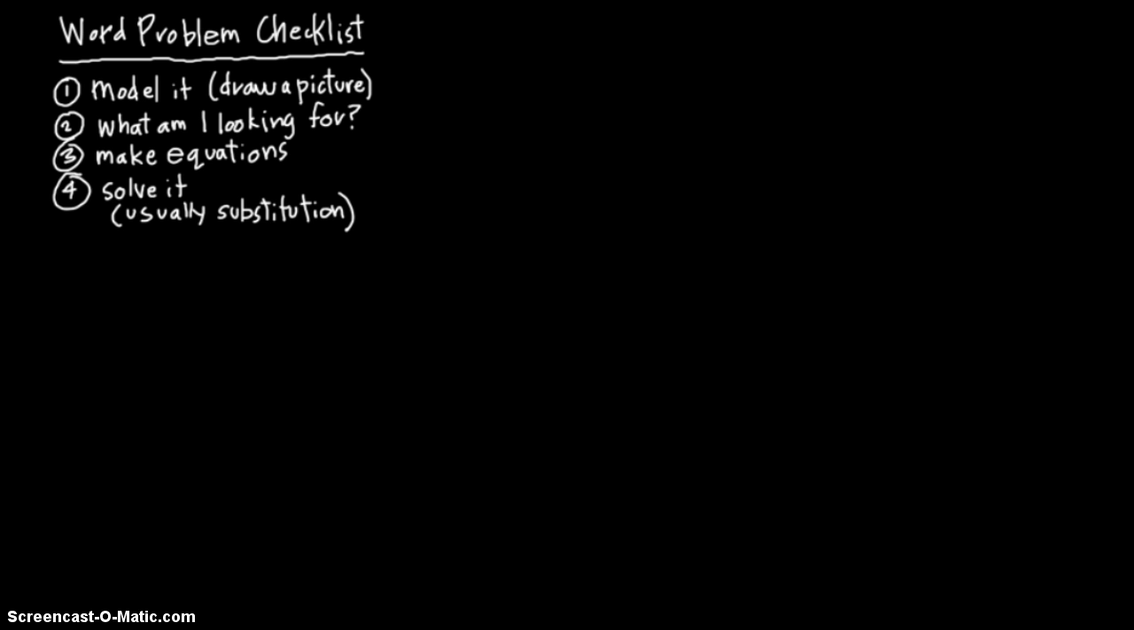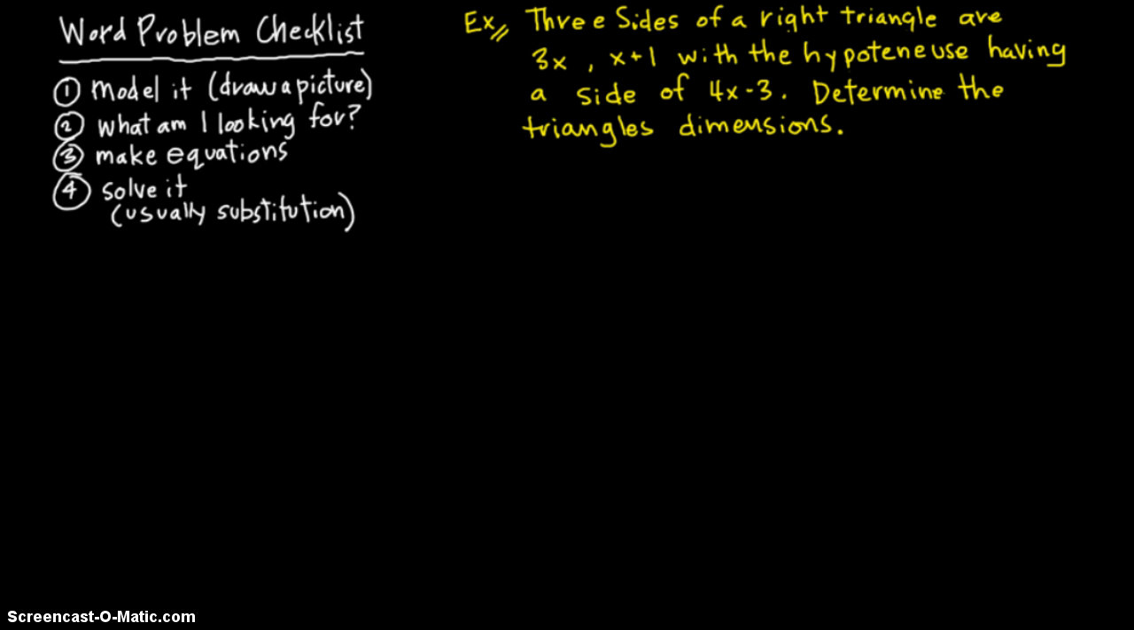So I'm going to look at a question here. The three sides of a right triangle are 3x, x plus 1, with the hypotenuse having a side of 4x minus 3. And I have to determine the triangle's dimensions. So what am I trying to find? I'm trying to find how long all the sides of the triangle are.